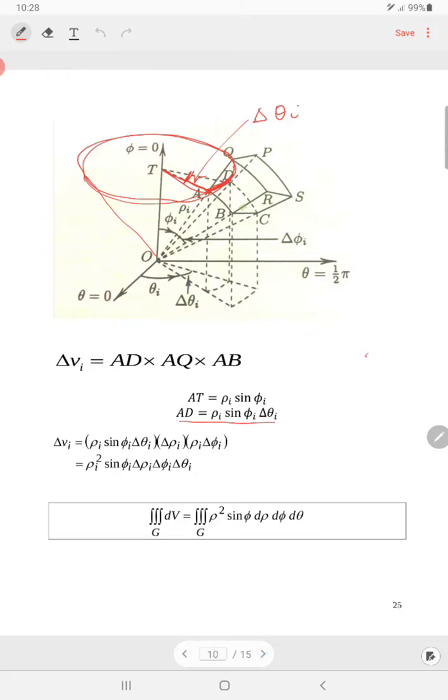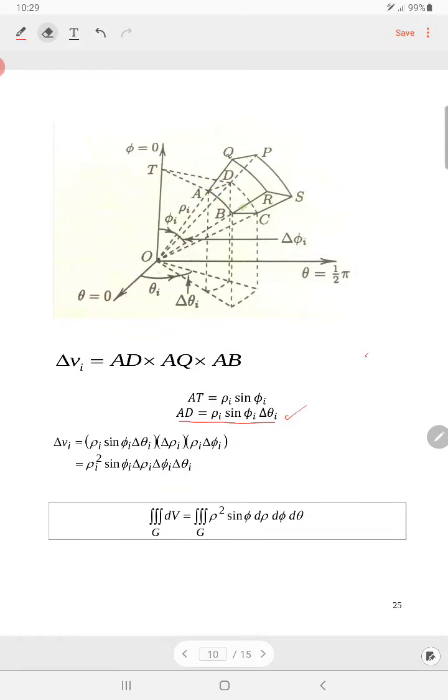So the angle is delta theta i, and the radius is rho sine phi. So we have AD there. Now let's find AQ.